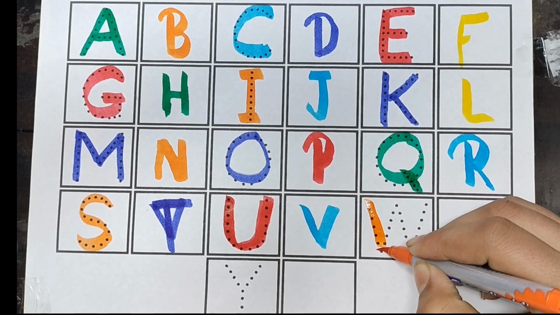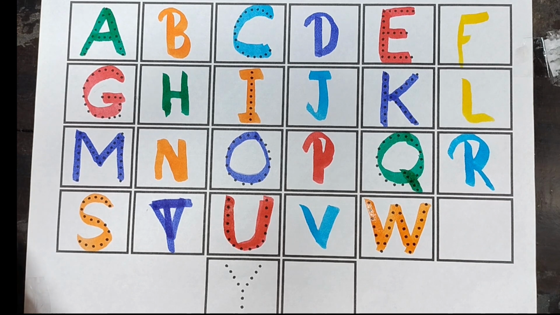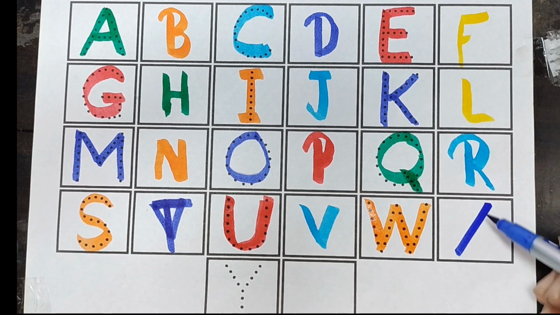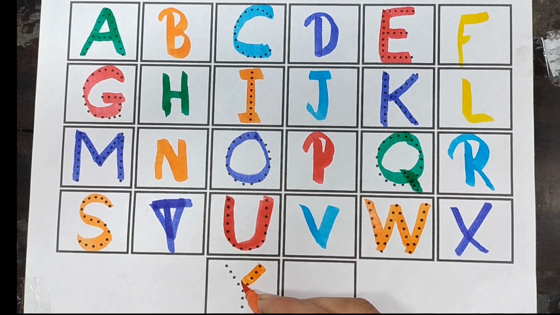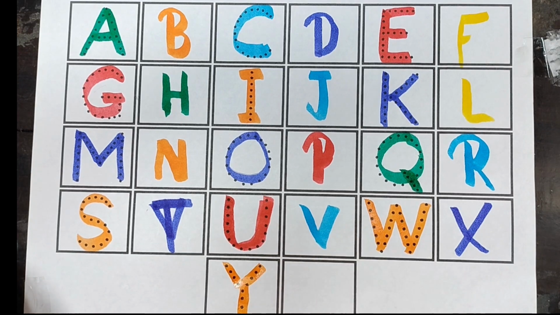W for watch. X for xylophone. Y for yak. Z for zebra.